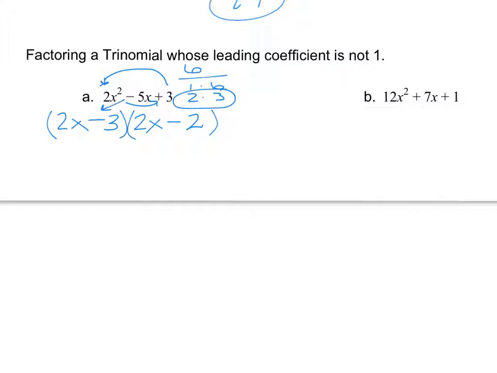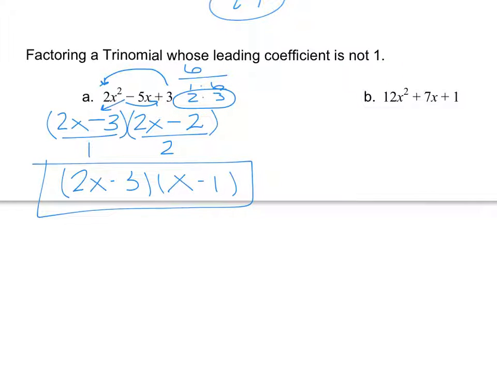Now, I made my parentheses a little bit bigger by putting an extra 2 in. So I'm going to take each of these and divide by their greatest common factor. So the biggest number that divides 2 and 3 is 1. The biggest number that divides 2 and 2 is 2. So from here, I have 2x minus 3 and x minus 1. And this would be our factored form here.